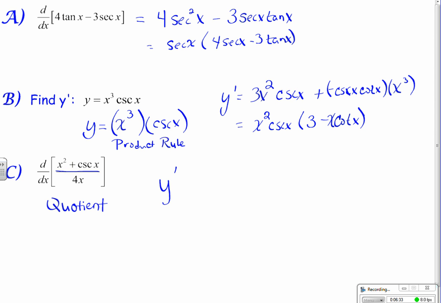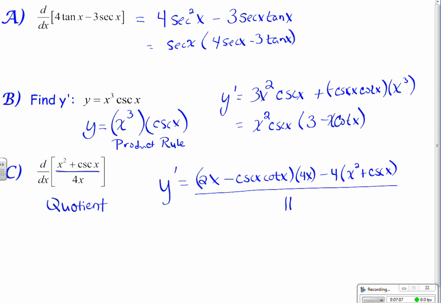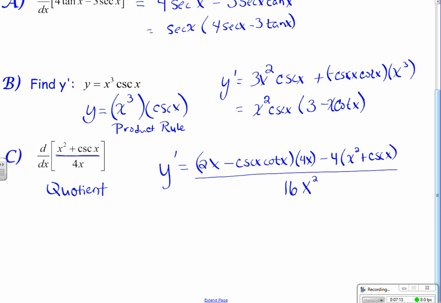y prime equals, quotient rule goes, derivative of the top, and the derivative of cosecant is negative cosecant x cotangent x. There's the first, the derivative of the top, multiplied by the bottom, so that'll be a 4x, minus derivative of the bottom multiplied by the top, divided by the bottom squared. So I'm going to go ahead and square up my 4. That makes it 16. Square the x gives me 16x squared.